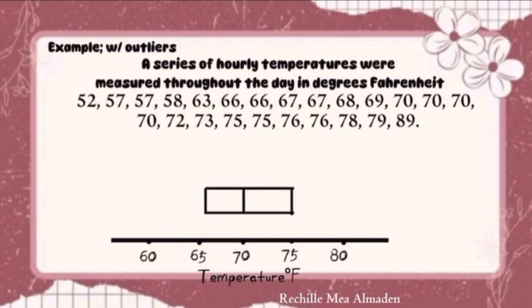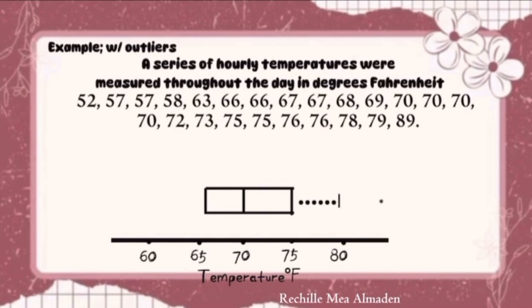88.5 degrees Fahrenheit. Then our maximum is greater than 1.5 IQR plus the third quartile. So our maximum is an outlier. Therefore, the upper whisker is placed at the greatest value smaller than 1.5 IQR above the third quartile, which is smaller than 88.5. So what we place here is 79 degrees Fahrenheit.